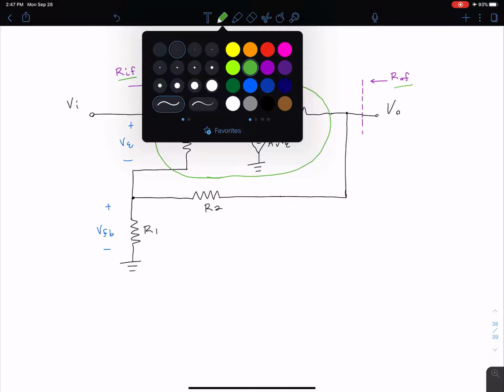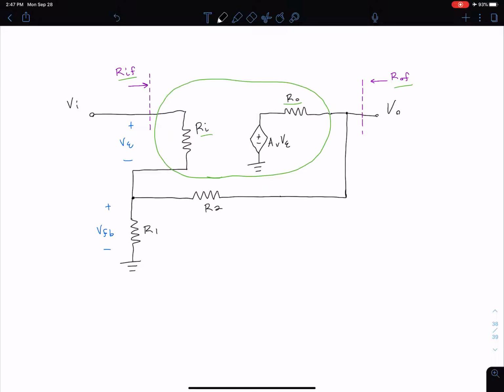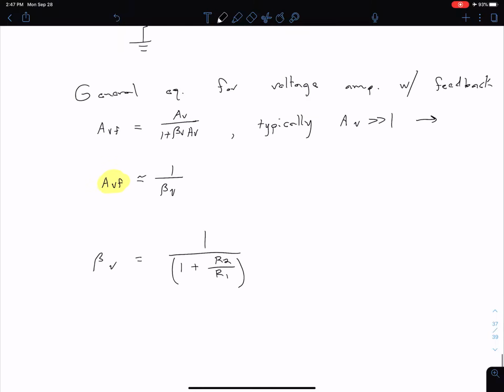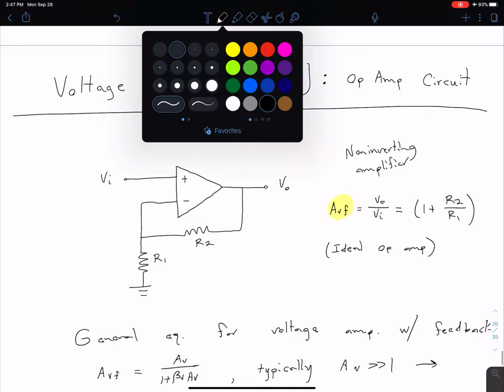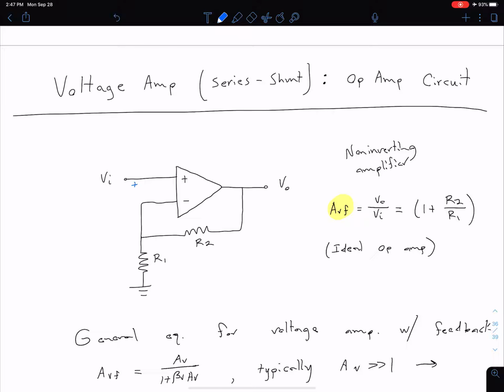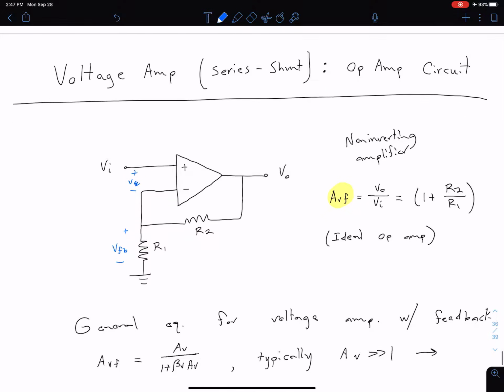We're going to take a closer look at the input resistance, but we're not going to look at the output resistance right now. Another thing to notice here is I've also labeled an error voltage and a feedback voltage. So if we come up here, we could actually label these things in this circuit as well. Our error voltage is between our two input terminals of the op-amp, and our feedback voltage is across our resistor R1. So let's see if we can make sense of why that is.